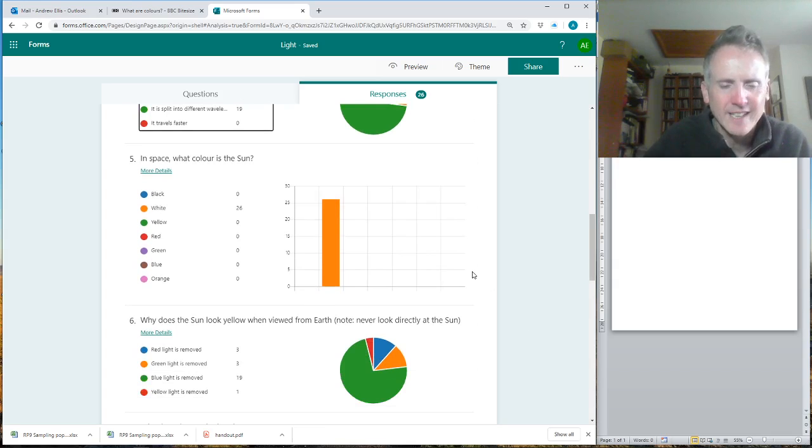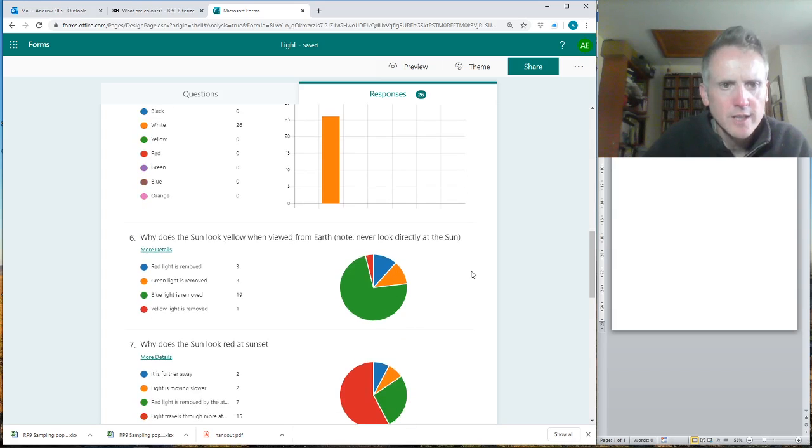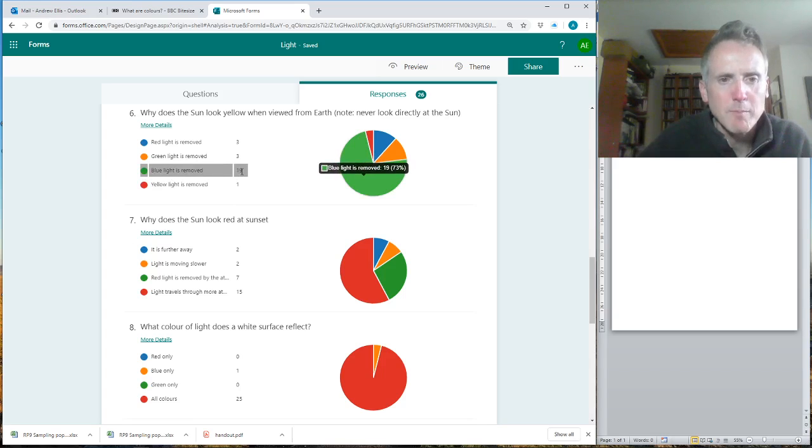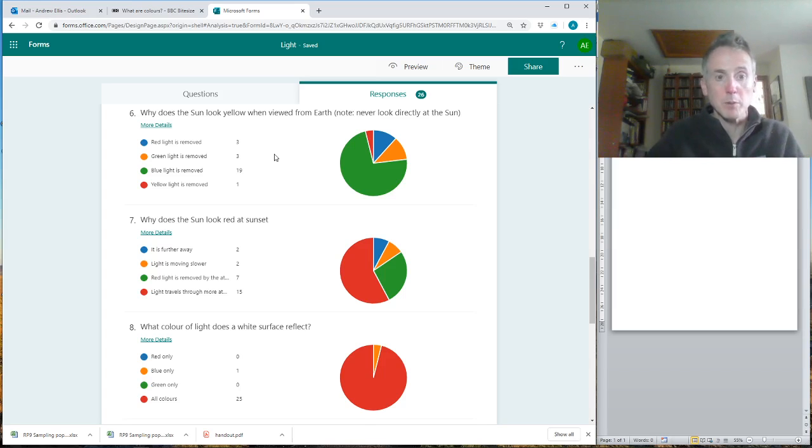The sun is white in space. Never look at the sun directly. You can on photographs, but don't look directly at the sun. Why does the sun look yellow when viewed from Earth? Blue light is removed. That's good. If you remove the blue, it leaves behind the reds and yellows, and that amount of blue removed means it looks yellow if you mix all the other colours that are left together. So yes, blue is removed.